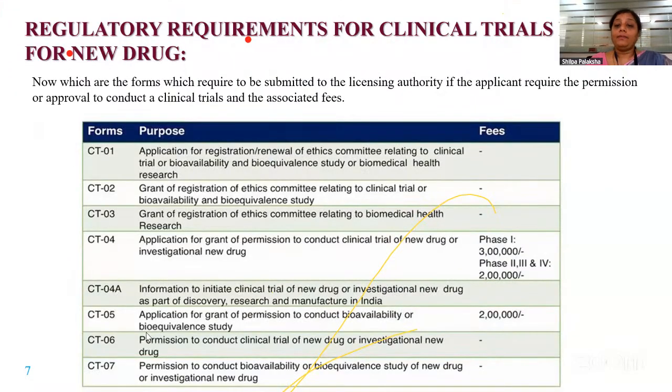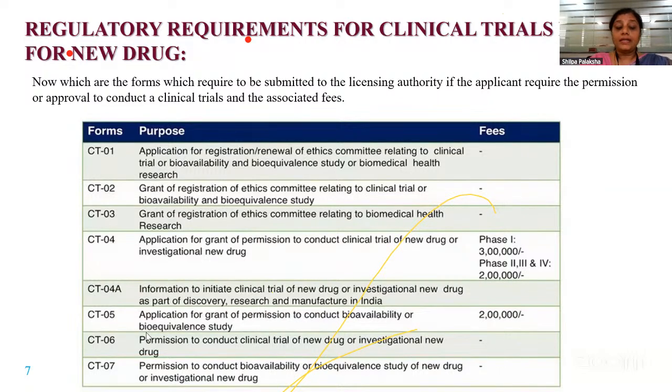So the regulatory requirements to conduct a clinical trial in India for new drugs include many rule forms which have to be filled, and the form numbers are given here. For example, CT01, which is an application for registration and renewal of an ethics committee. Initially, when a clinical trial has to be conducted, there is an important process. It has to undergo review by an ethics committee. The ethics committee should review the whole protocol and approve it. Only then will the study be taken up.